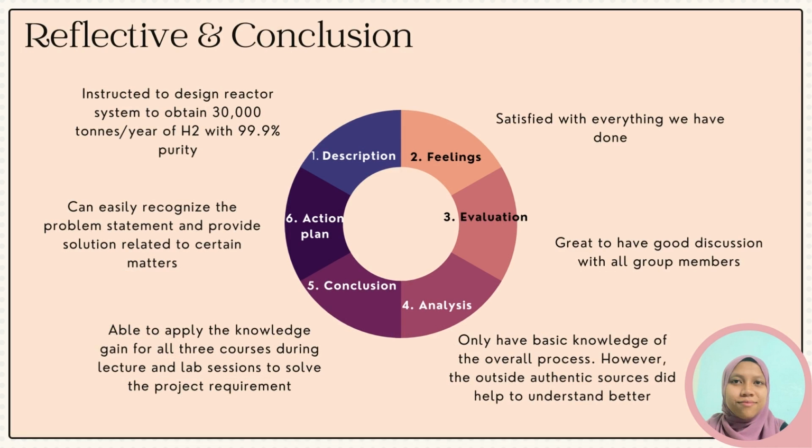All in all, as we were instructed to design a reactor system to obtain 30,000 tons per year of hydrogen with 99.9% purity, the feeling that we could describe right now is that we are satisfied with everything we have done, as we had thorough discussion with all group members. In the first stage, we only had a basic knowledge of the overall process. However, outside authentic sources did help us to understand better and solve this problem.